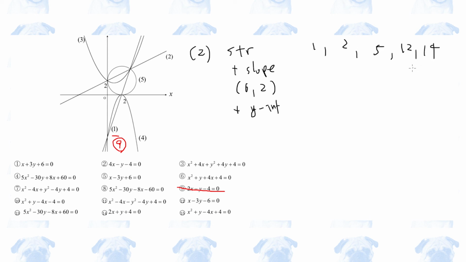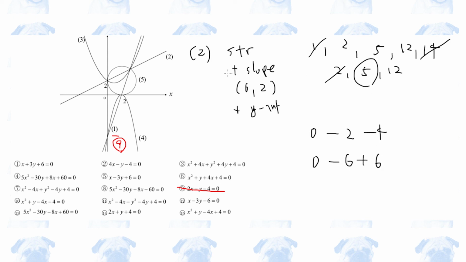So next, 2 is this straight line, and it has a positive slope, and it goes through the point 0, 2. The y-intercept is, of course, positive. So let's see. 1, 2, 5, 12, and 14. 1 has a negative slope, 14 has a negative slope. So let's substitute these values. Let's start with number 2. Wrong. Number 5. Correct. So this is number 5.